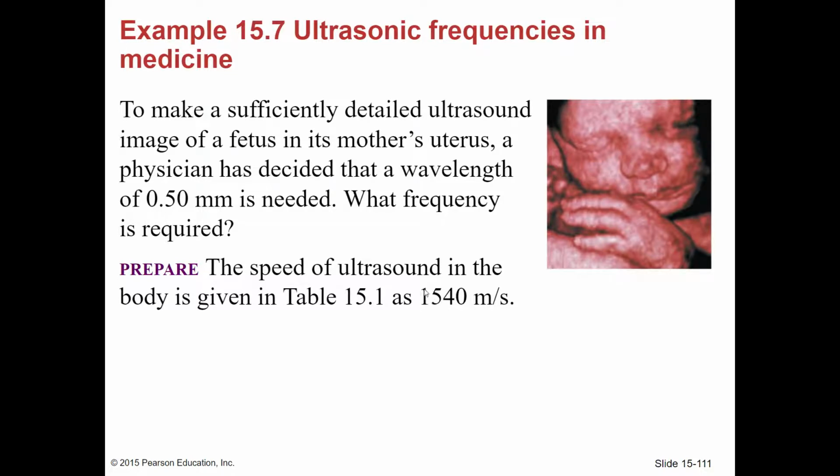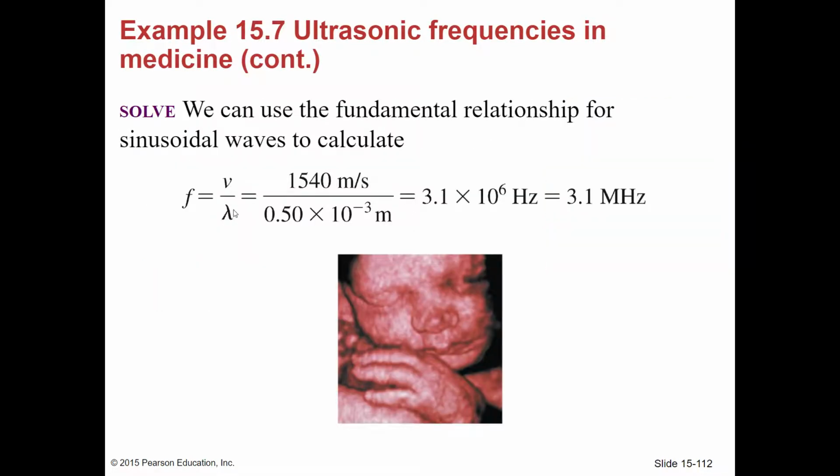So your brain hopefully is just filling in the blank. Oh, that's easy. We just need to find out what frequency is. We have two of the variables. We just need to rearrange the equation and solve for frequency. So 1540 divided by 0.5 times 10 to the negative 3 gets us 3.1 times 10 to the 6 hertz. That is hopefully pretty straightforward.